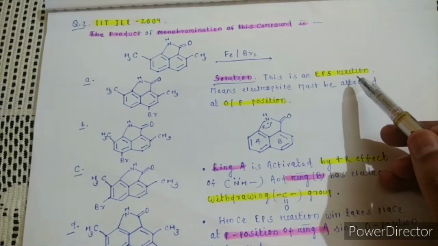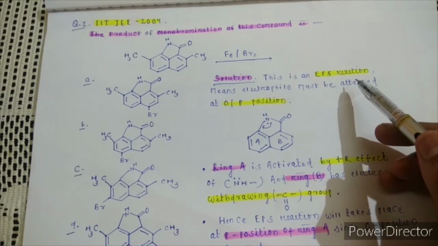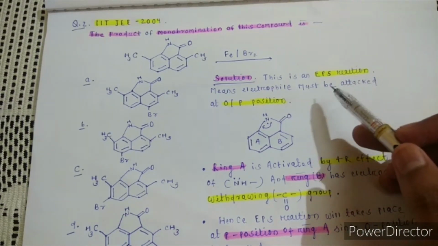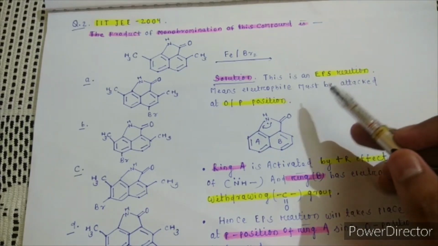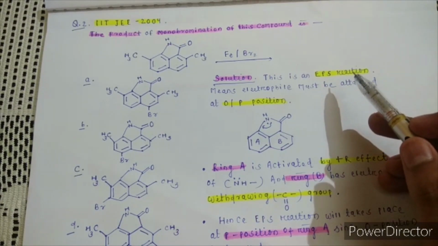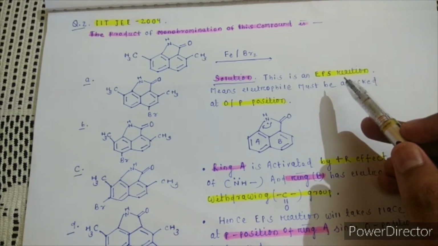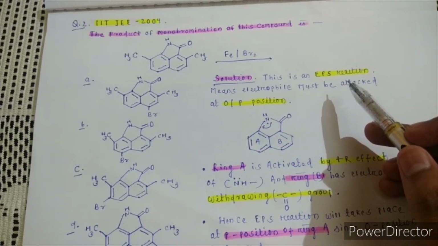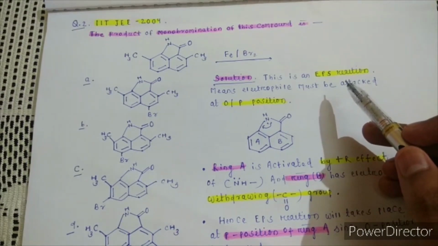So look at the solution. This is an electrophilic substitution reaction. First thing, iron and bromine means it is a bromination, already given in the question. That means the electrophile must attack at the ortho or para position, because the ortho and para positions are electron rich. The electron density is more at ortho and para positions, hence the electrophile will attack at ortho or para position.